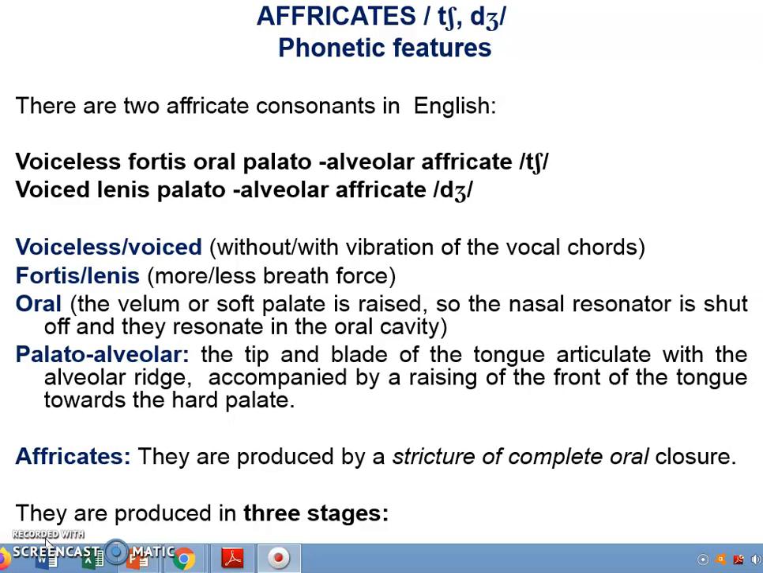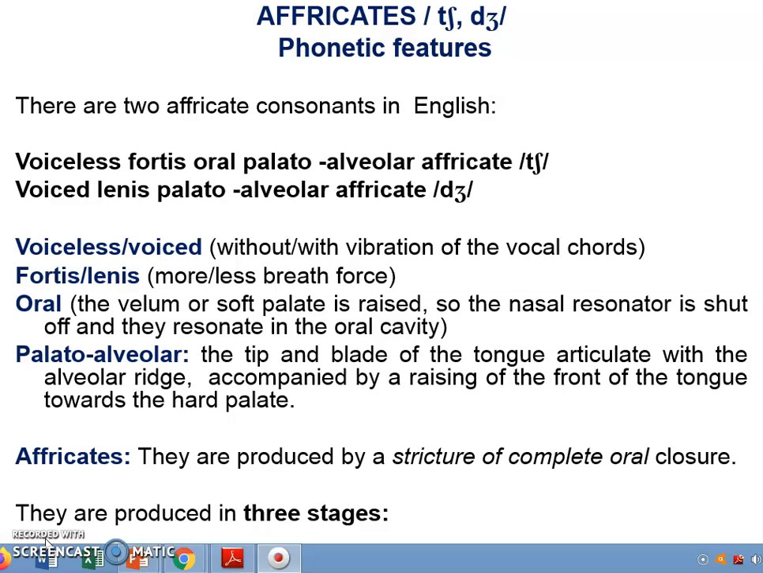And they are palato-alveolar. Why? Because the tip and blade of the tongue articulate with the alveolar ridge, and at the same time there's a raising of the front of the tongue towards the hard palate. We'll watch some animations in a minute.